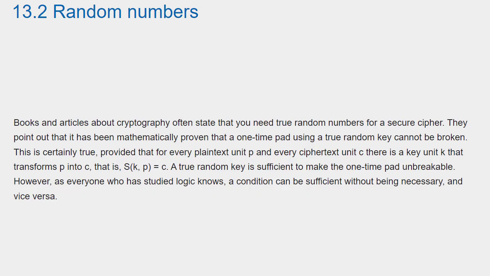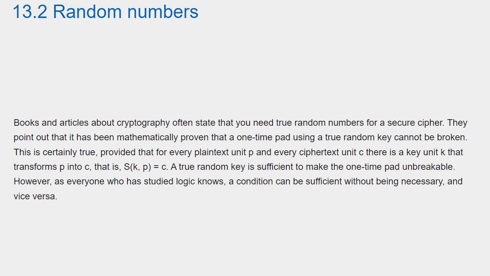Books and articles about cryptography often state that you need true random numbers for a secure cipher. They point out that it has been mathematically proven that a one-time pad using a true random key cannot be broken. This is certainly true, provided that for every plaintext unit P and every ciphertext unit C, there is a key unit K that transforms P into C, that is, S(K, P) equals C. A true random key is sufficient to make a one-time pad unbreakable.